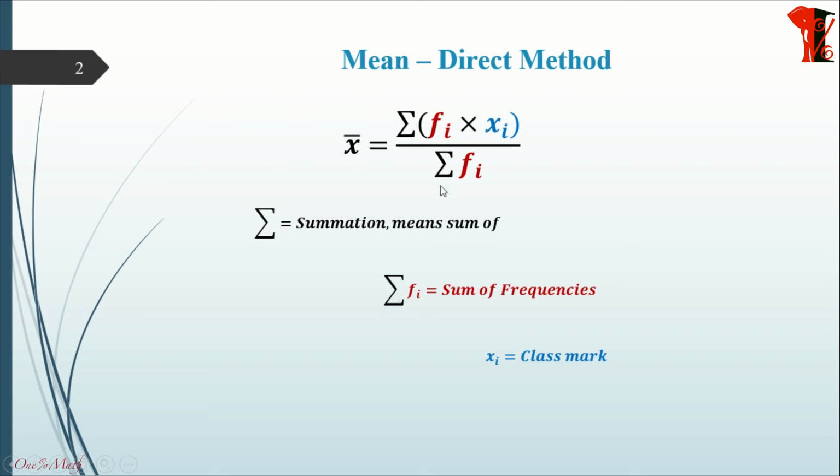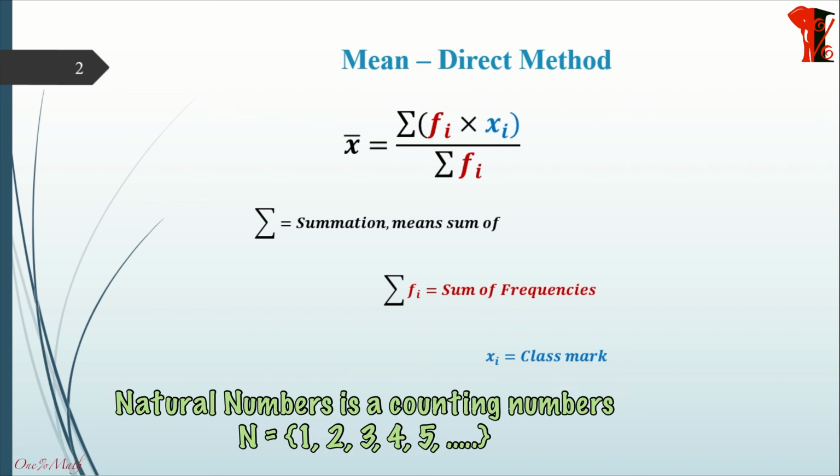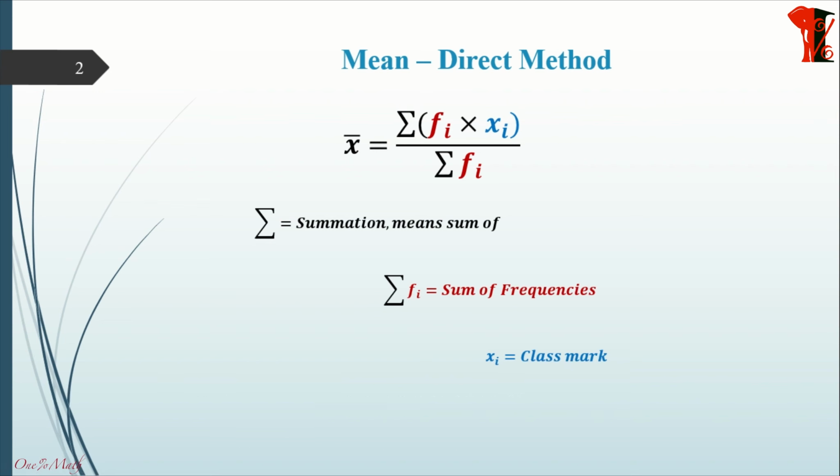For example, sigma fi means the sum of frequencies, and here you can see fi xi. fi is the frequency and xi represents the class mark. The product of these two, you have to add them all. So xi is a class mark. You might ask what this i represents. This i represents a natural number. That we'll discuss when we start the example.